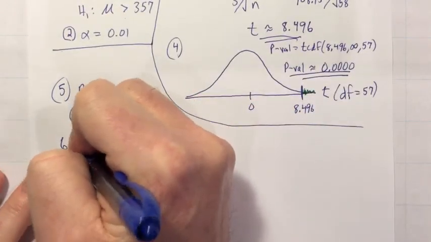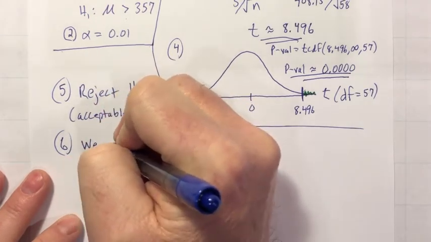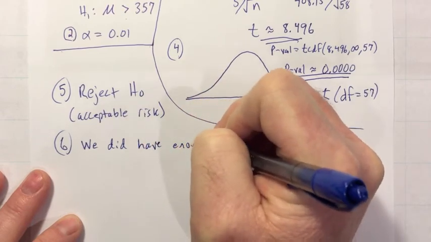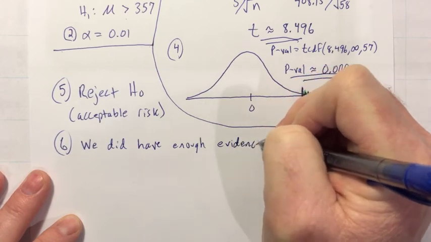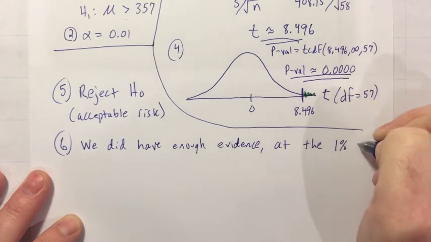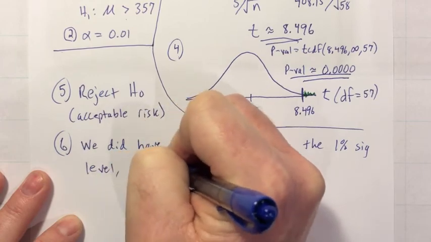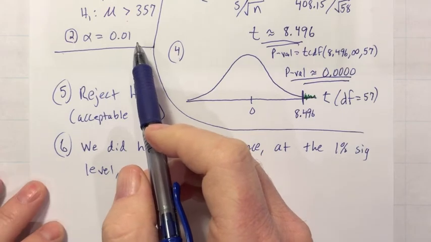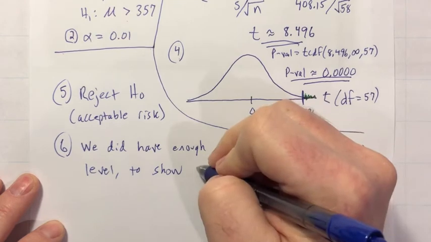So in step 6, we're going to say we did have enough evidence at the 1% significance level to show, and what were we trying to show? That mu is greater than 357, or in words, to show that college students text on average more than mobile users in general.